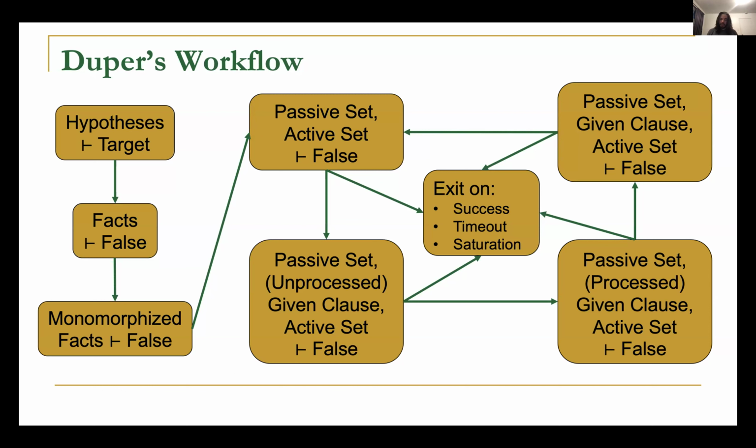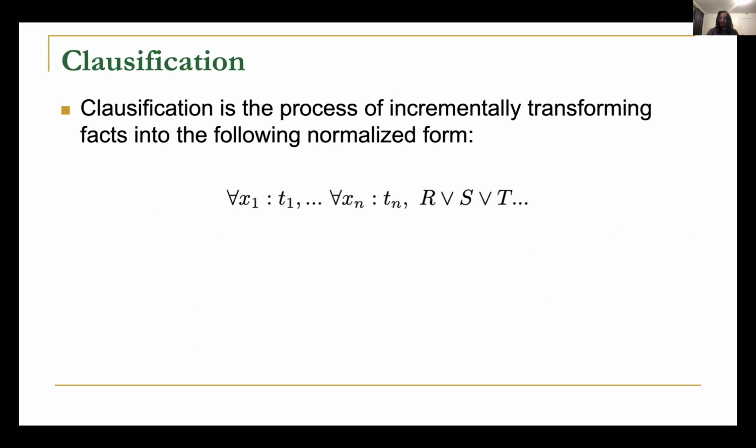I'd like to now take a moment to zoom in on the right and up arrows of this saturation loop to explain a bit more fully what I mean by processing a clause, and to give an example of one of Duper's core inference rules. There will be a lot of details that I have to leave out, but this should provide a more concrete sense of the sort of reasoning Duper is actually performing. I'll start by describing clausification. Clausification is the process of incrementally transforming facts into a normalized form. The purpose of this process is to ensure that all of our processed clauses have a standard form that our inference rules can easily work with.